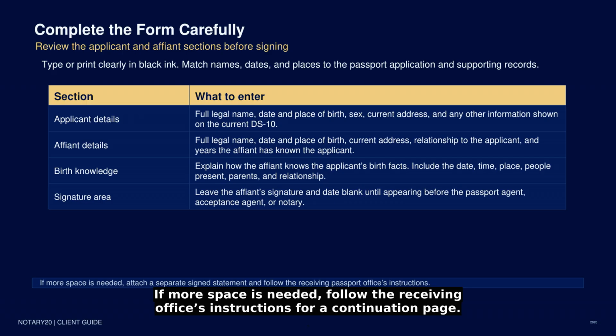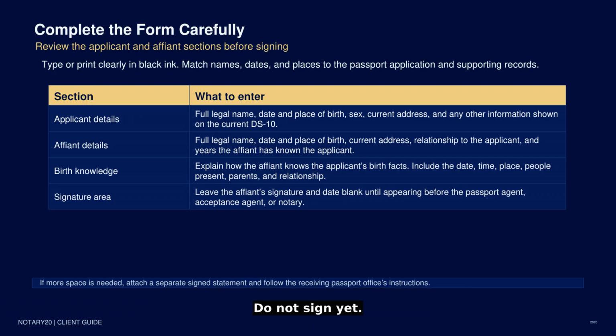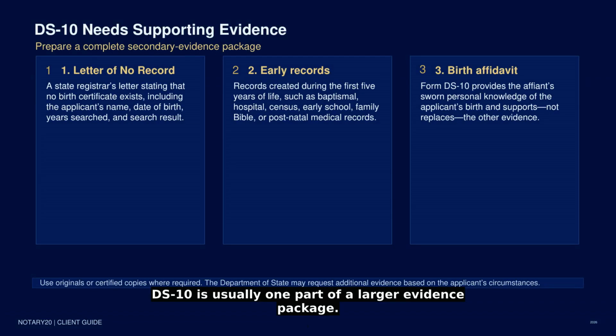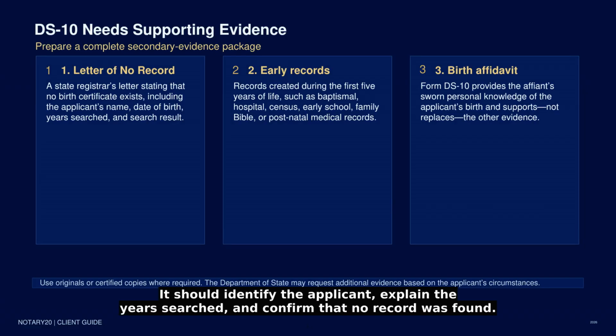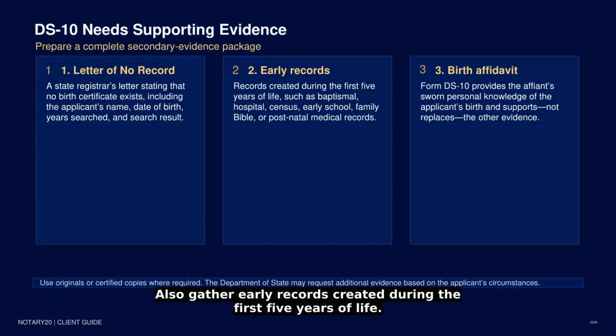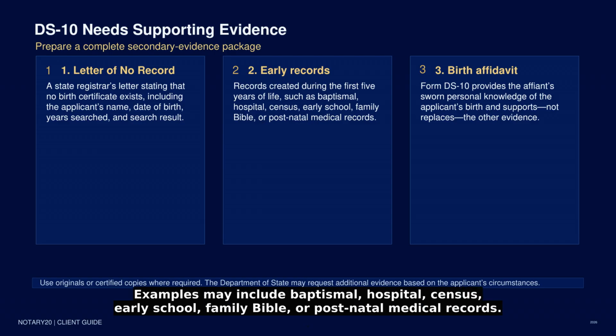DS-10 is usually one part of a larger evidence package. If no birth certificate exists, obtain a letter of no record from the appropriate state registrar. It should identify the applicant, explain the years searched, and confirm that no record was found. Also gather early records created during the first 5 years of life. Examples may include baptismal, hospital, census, early school, family Bible, or postnatal medical records. Form DS-10 adds the affiant's sworn personal knowledge to that package. Use originals or certified copies whenever the passport instructions require them.